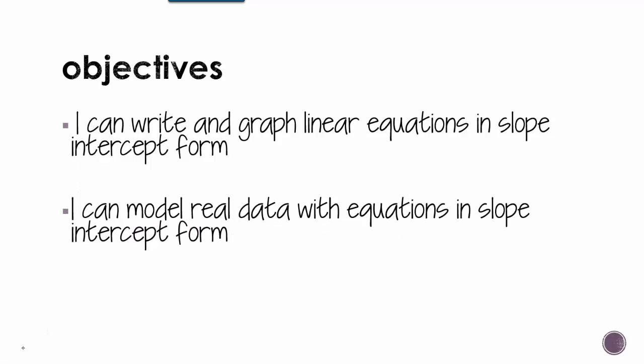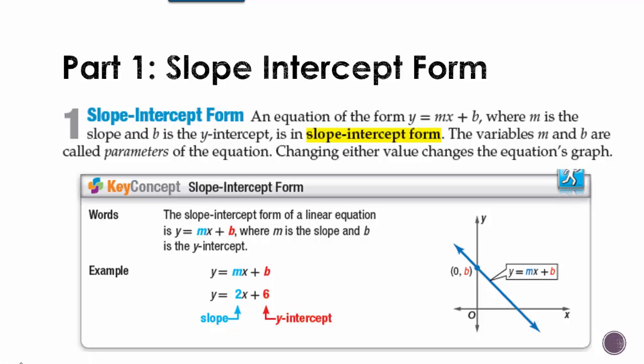By the end of this lesson, you should be able to write and graph linear equations in slope-intercept form, and then you should be able to model real data with equations in slope-intercept form. So let's remember what that is. An equation in the form of y equals mx plus b, where m is the slope and b is the y-intercept, is in slope-intercept form.